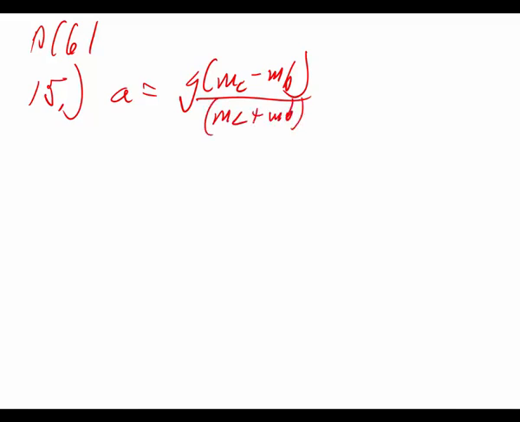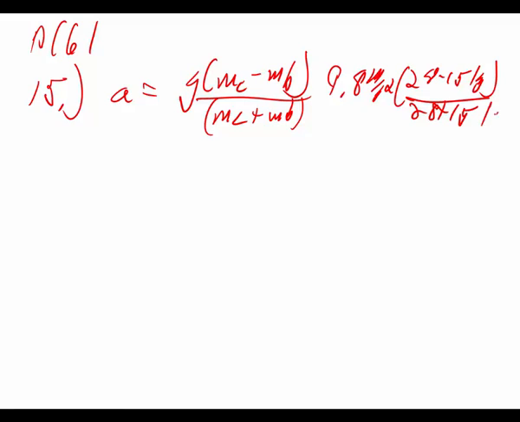Okay? And so we plug everything in. We know that's 9.8 meters per second squared times what? It was 28 minus 15 over 28 plus 15. And we got an acceleration of 2.96 meters per second squared.